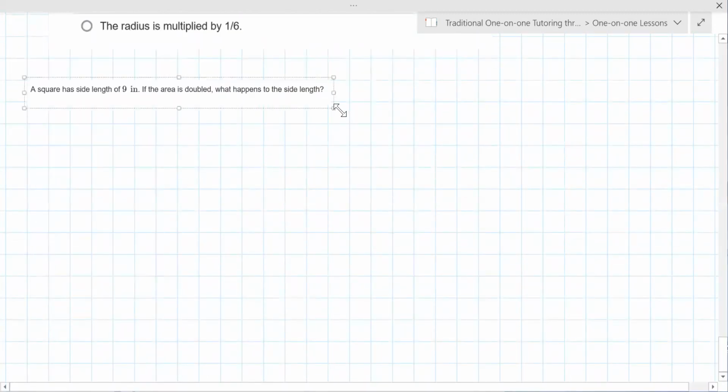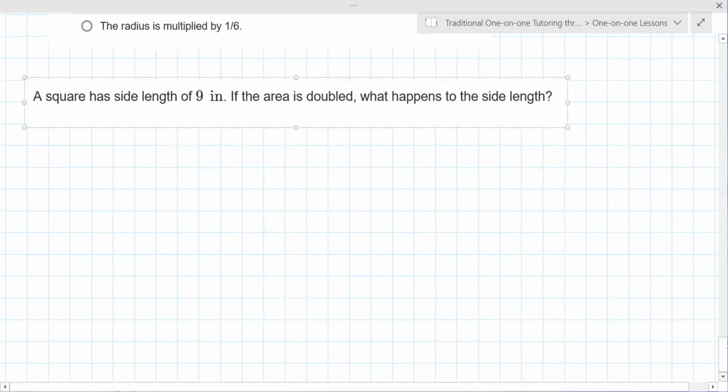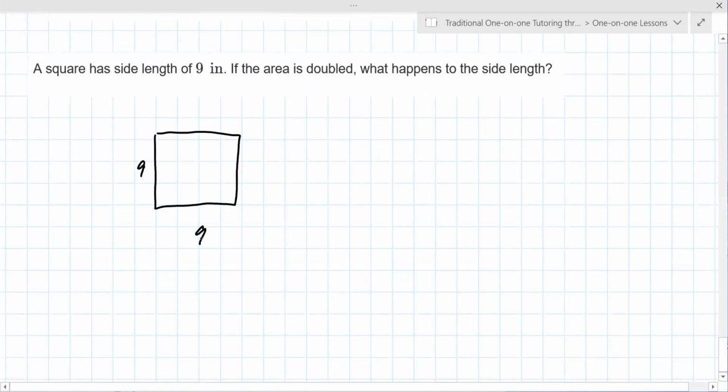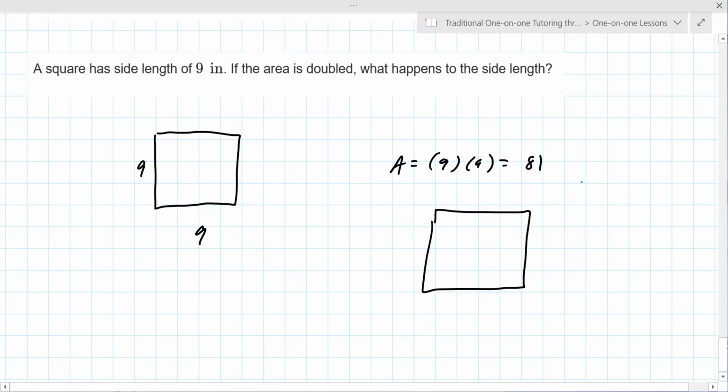The square has a side length of 9 inches. Okay, so let's draw a square. Okay, 9 and 9. Now what is the area of this? The area is 81, and now it's doubled. So the new area is, what's the new area? That would be 18, 18.